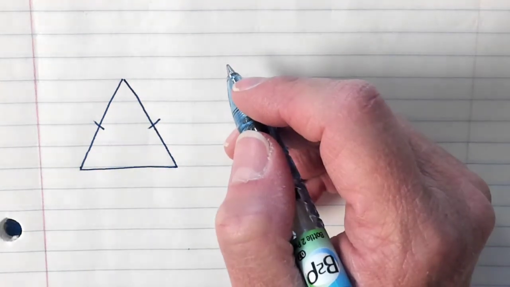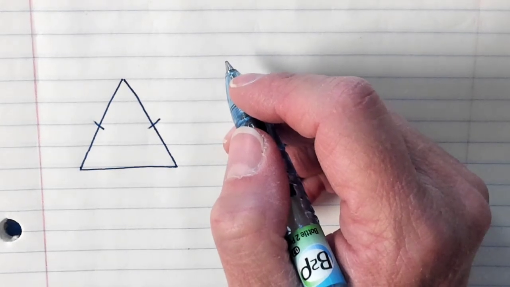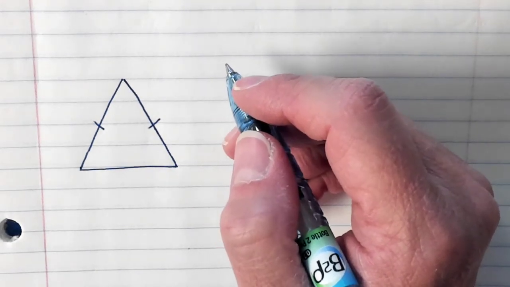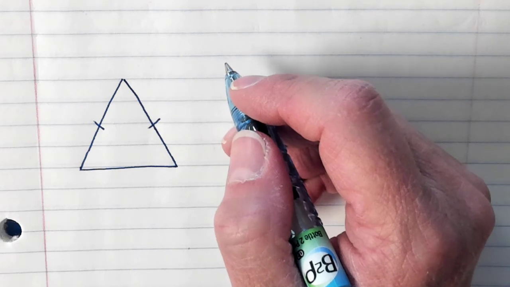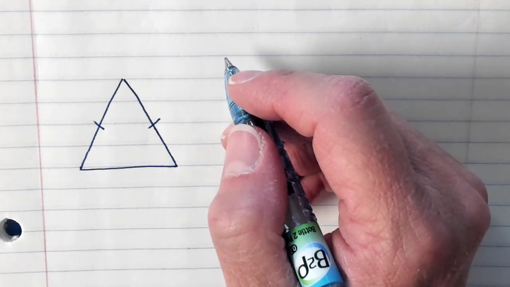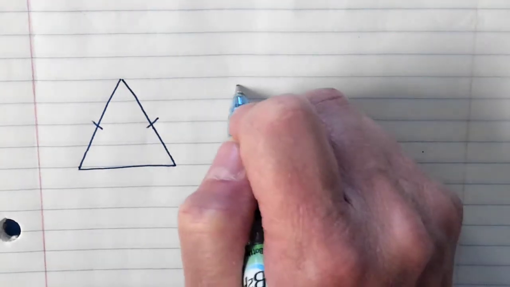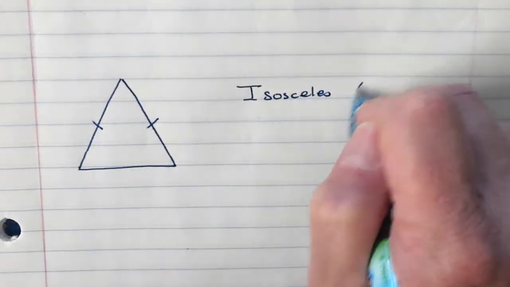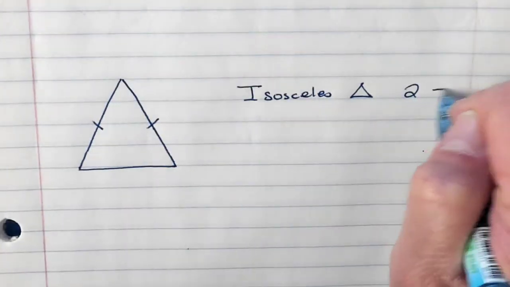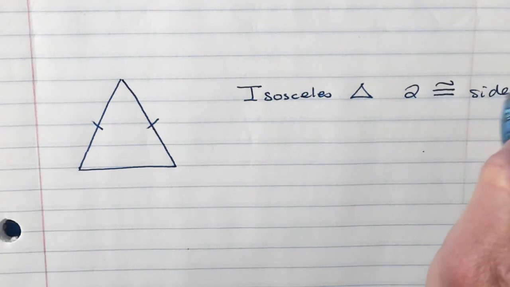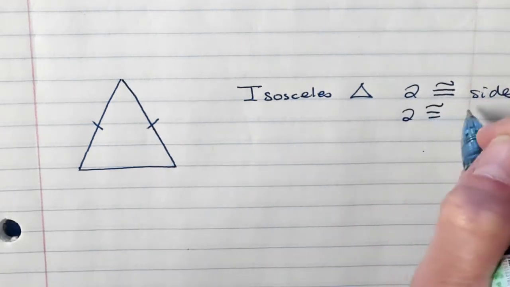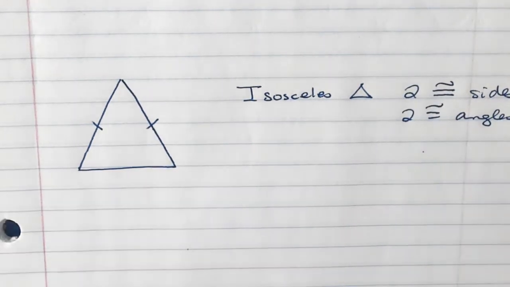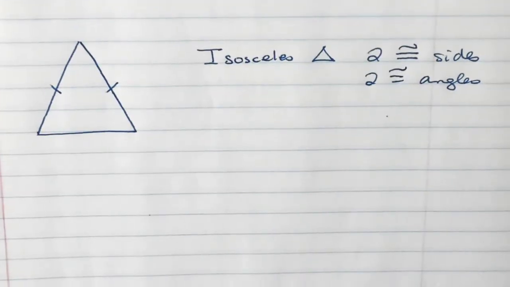Do you remember the name of a triangle that has two, not three, two congruent sides? It starts with an I. Isosceles. So an isosceles triangle has two congruent sides and technically two congruent angles. Right now, we're going to emphasize the two congruent sides.